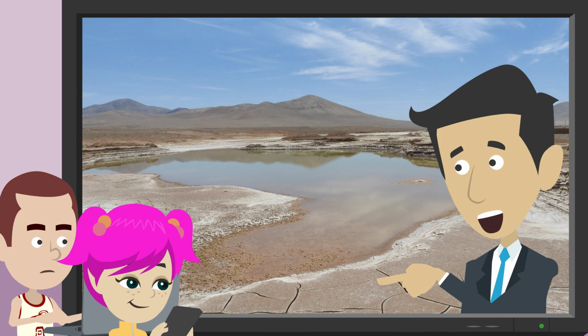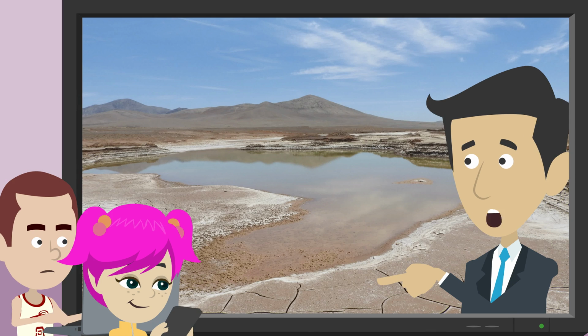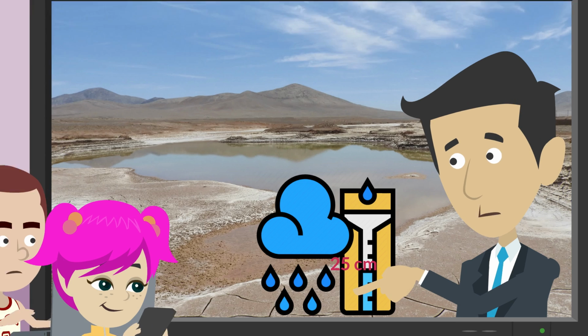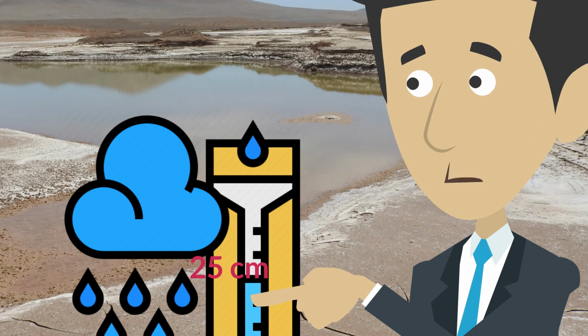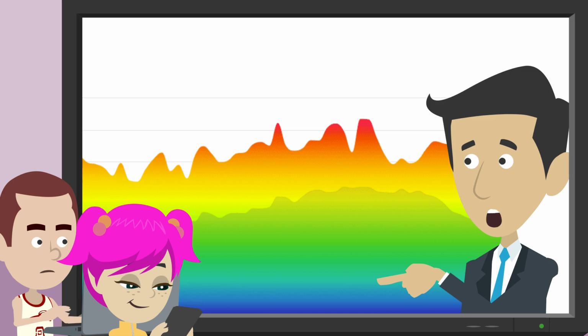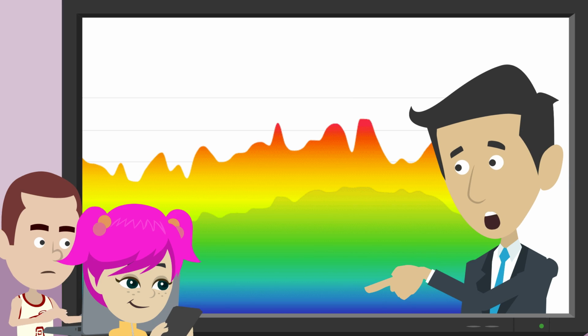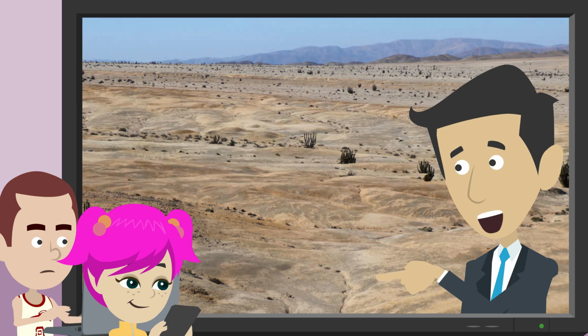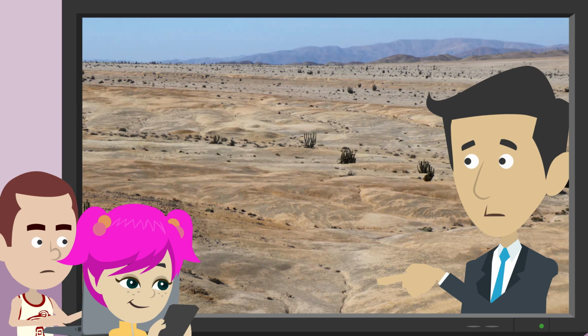Rainfall is the main abiotic determinant of desert ecosystems. The annual rainfall in the desert is less than 25 centimeters. Large fluctuations in temperature between day and night are characteristic of the desert terrestrial environment. The soil has high mineral content and very little organic matter.